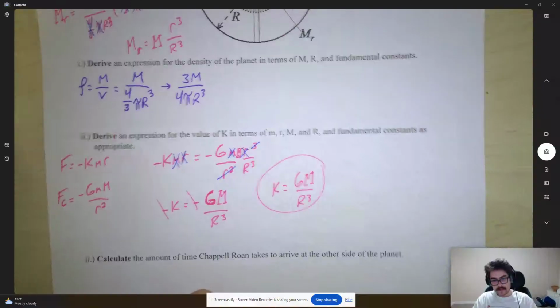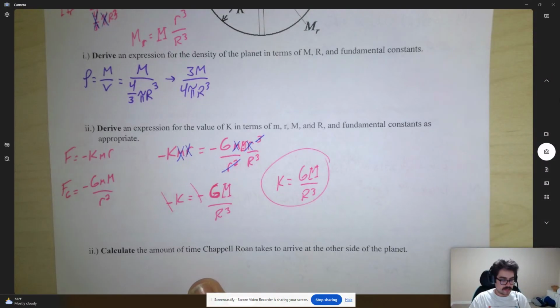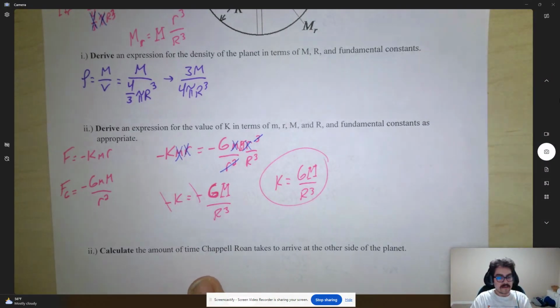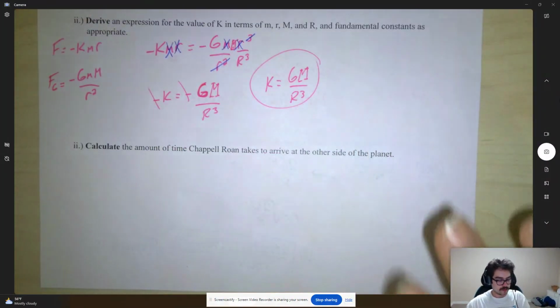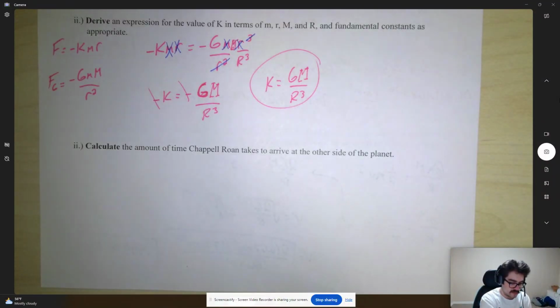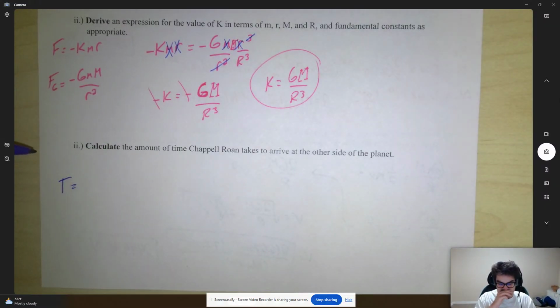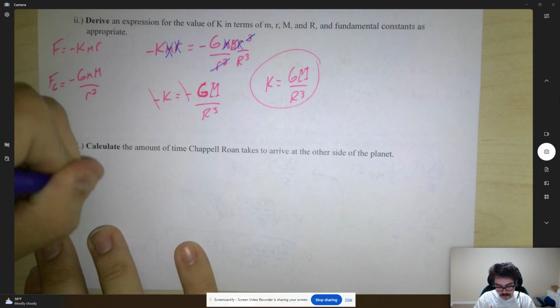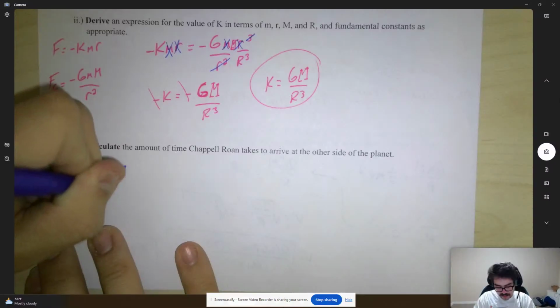And then the final part says calculate the amount of time that Chappell Roan takes to arrive at the other side of the planet. Okay. If you take a look, this is simple harmonic motion, right? We prove it in Physics C, and in Physics C you're supposed to prove it. But the amount of time it takes for her to reach the other side is going to be determined by the period of the oscillation, right? The period of the oscillation is 2 pi times root m over k, right?